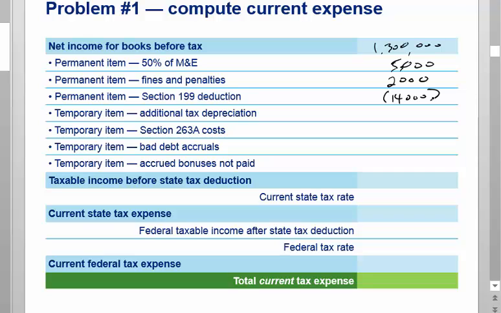That's 9% of your qualifying income, so if all you did was manufacture stuff, it would be 9% of your taxable income. All right, additional tax depreciation. That was 75,000, and we said that was a temp. It's additional tax, so we'll just say that's a deduction. Section 263A, so Rumi, what do we do with that? Do we add that back or deduct it?